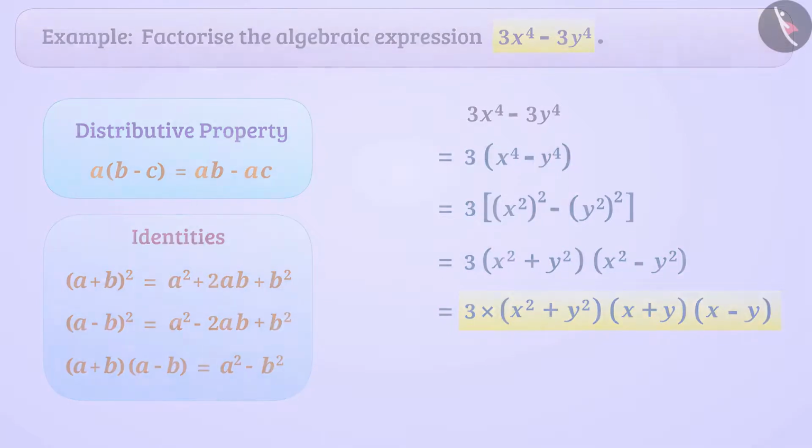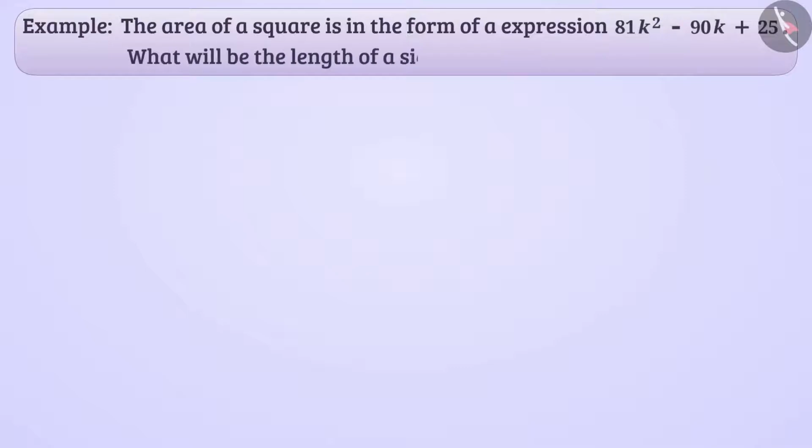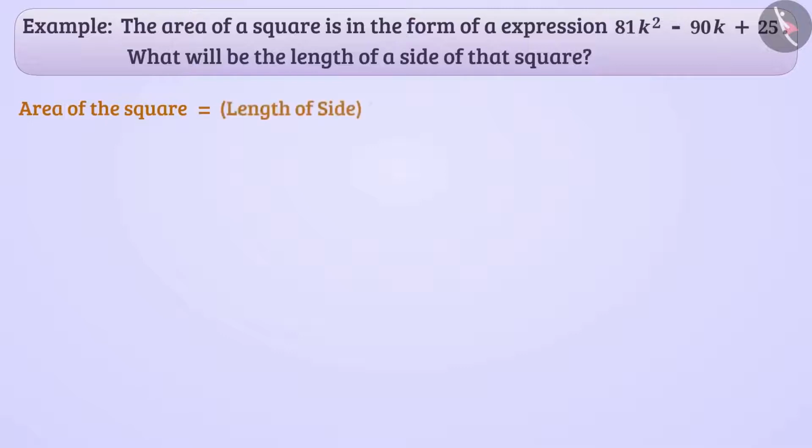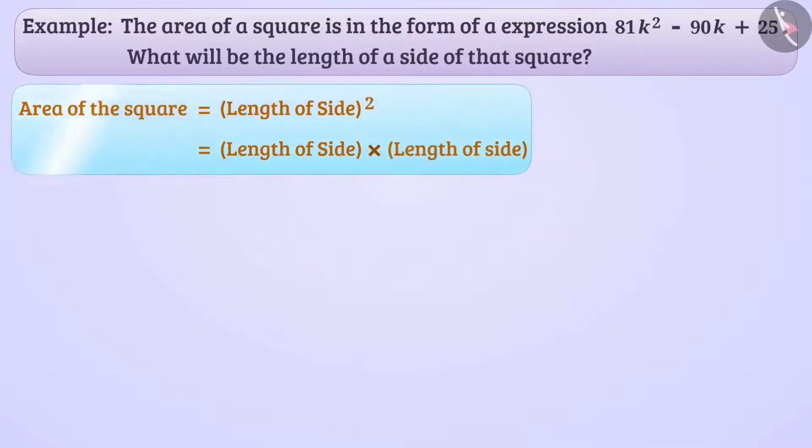Next example. The area of a square is in the form of the expression 81k square minus 90k plus 25. What will be the length of a side of that square? We know that the area of a square is the square of the length of the side. We can write it as length of the side multiplied by length of the side. Looking at this, we can say that the length of the side of the square is a factor of the area of that square. To find the length of the side of a square, we have to factorize the given expression.